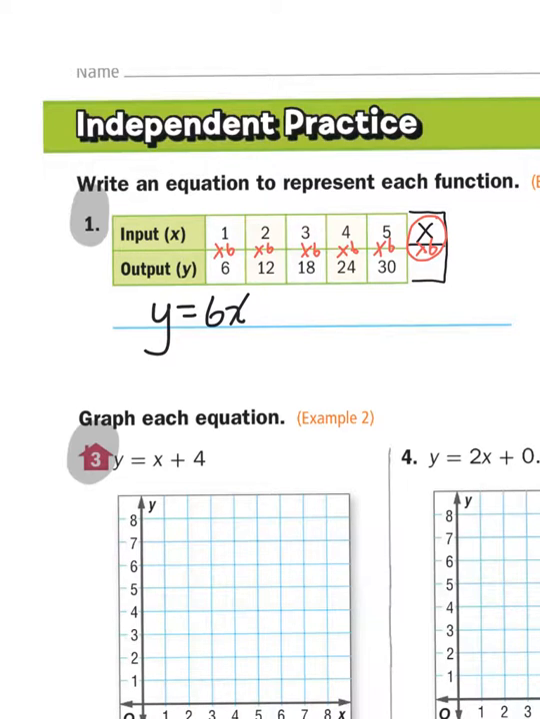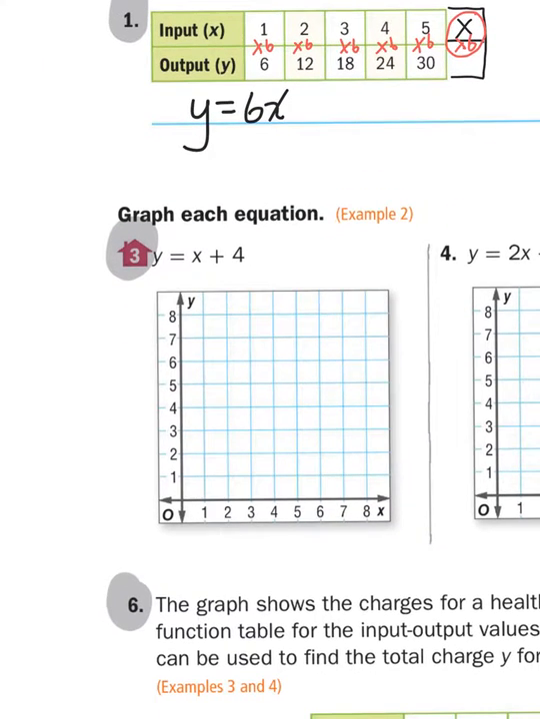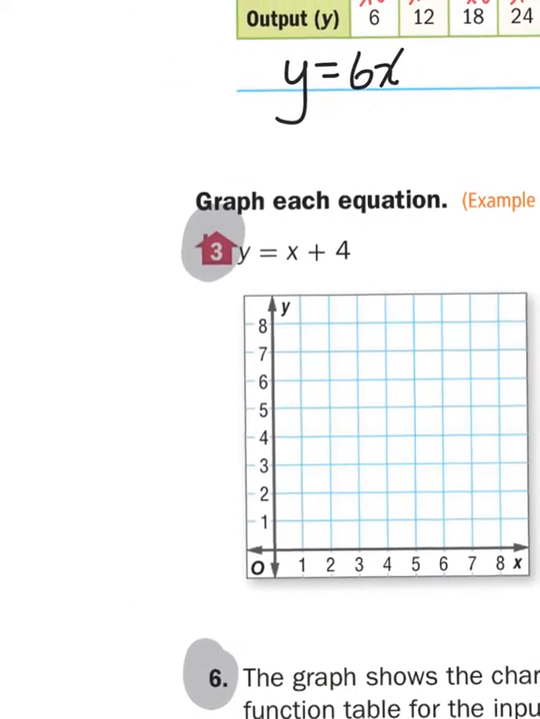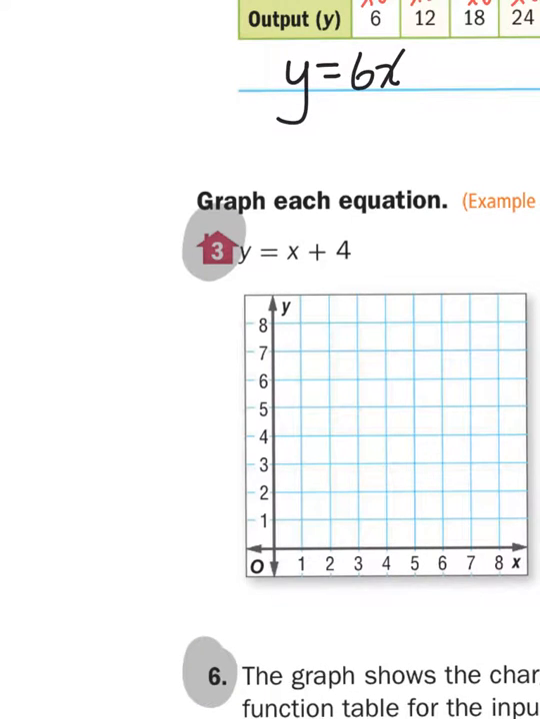That's your equation. Remember, start with y equals and then figure out the rule. Okay. Let's go down to number 3 because we have to graph this. It says graph y equals x plus 4. Now, let me show you the tip for this. The tip is you are going to want to make an xy table here.